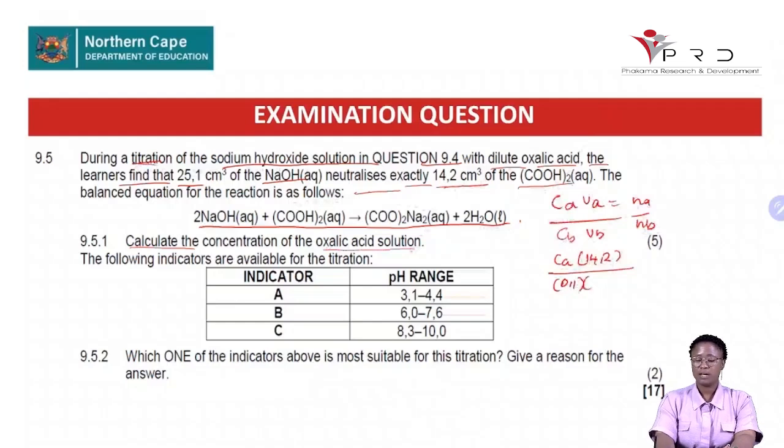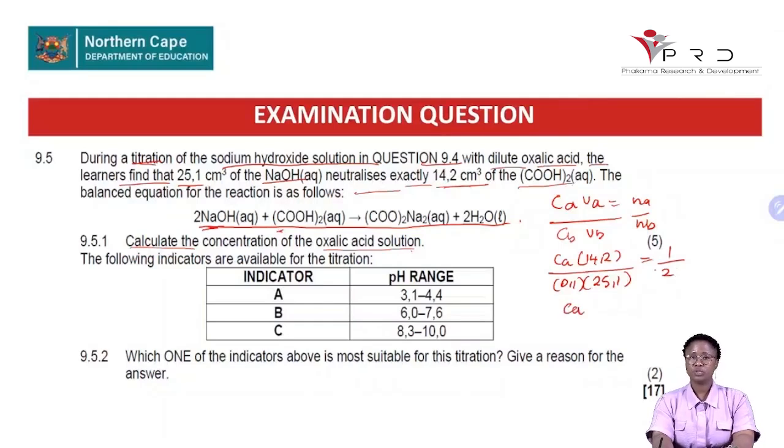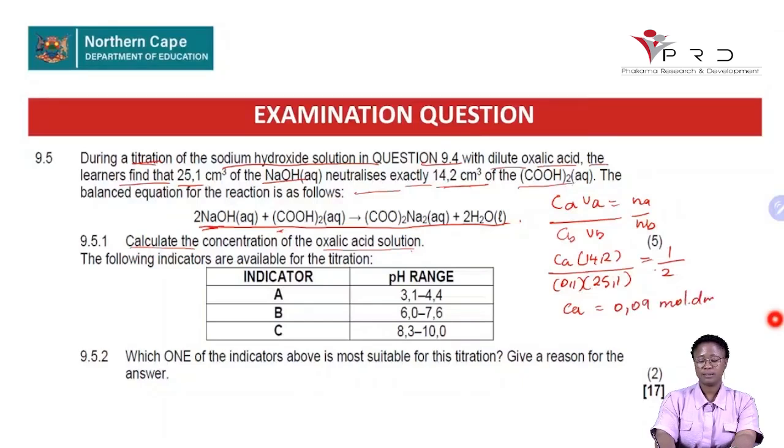And then we multiply that by the volume of the base, which is 21.5. As we said, there's no need for you to change the volume into decimeter cubed, because it will still give you the same answer. You are dealing with the same SI unit. Then the ratio between the acid and the base is 1:2, and then you just quickly punch into the calculator. If you have done it correctly, you must get 0.09 mole per decimeter cubed.